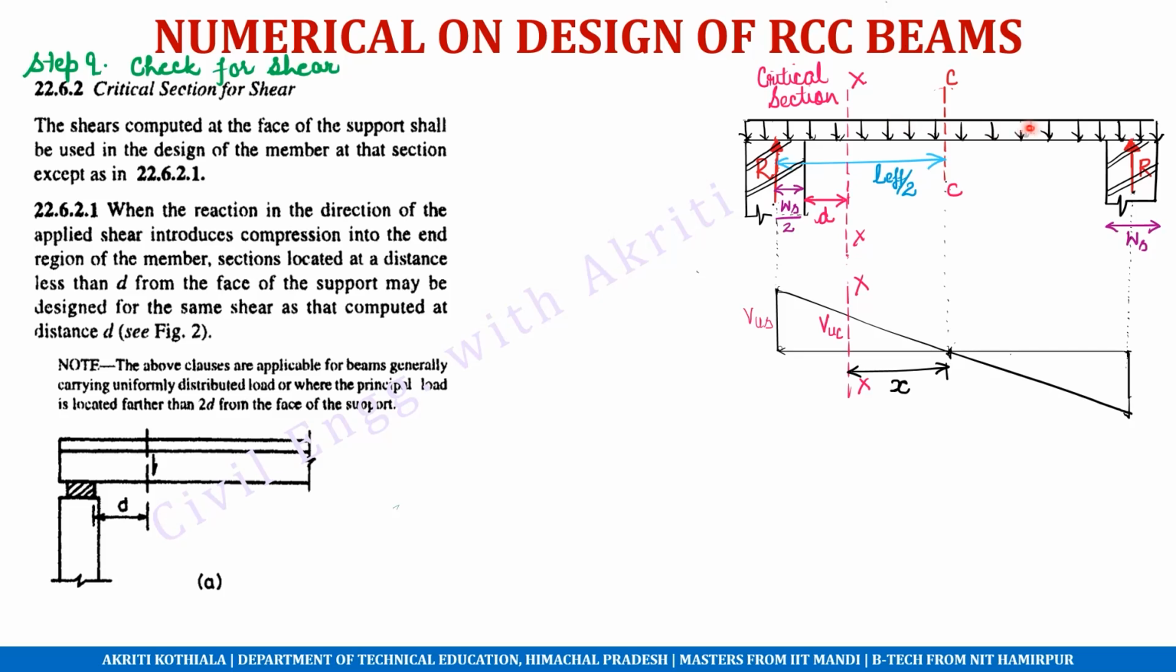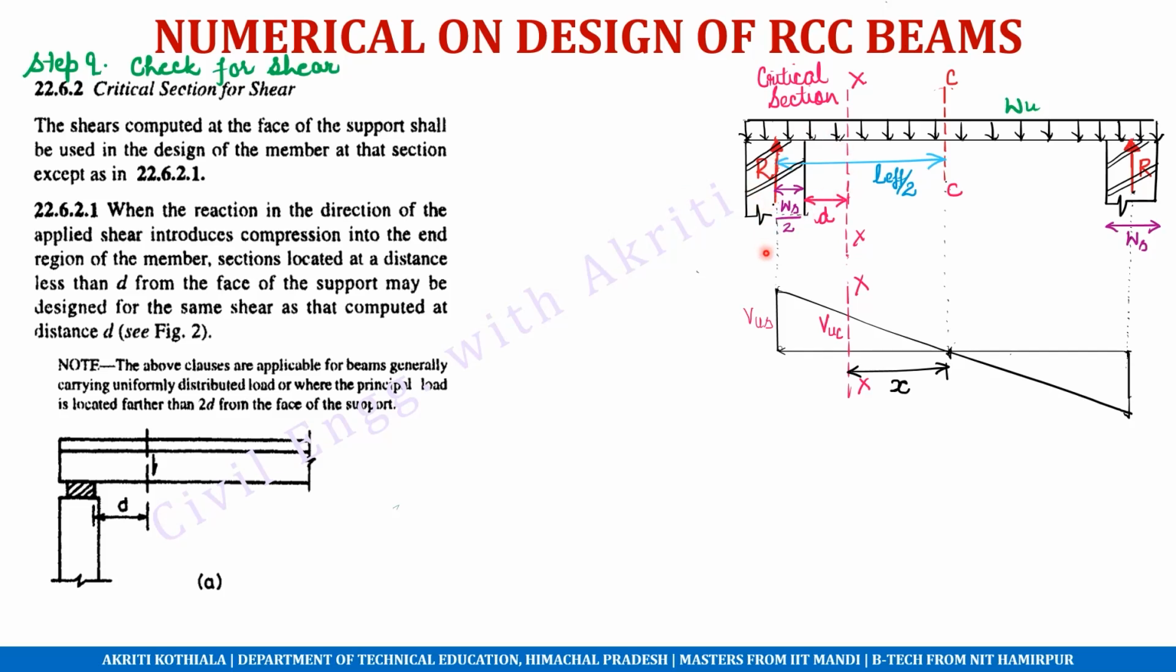This is a simple beam on which we have provided a UDL WU, and from this UDL we can calculate the load, the bending moment, and the shear also. This is the width of the support which has been provided, and we have reactions R at the center of the support. Now from the face of the support, you can see that this is the face of the support. We have to move a distance d towards the center, and this will give me the section XX, which is the critical section for shear as per clause 22.6.2.